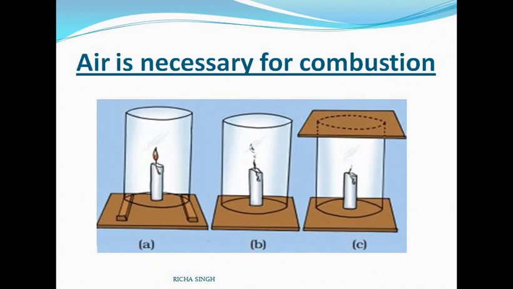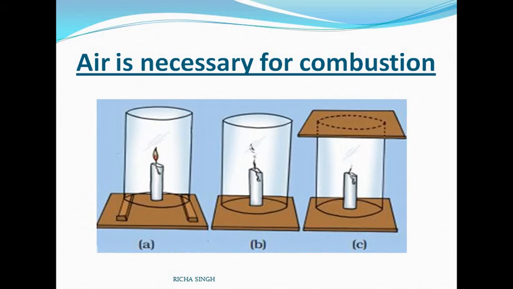Why has the candle stopped? Because the jar has been covered, the candle is not getting a sufficient amount of oxygen because the supply has been cut off, and due to this the candle does not burn any further. It extinguishes because air, particularly oxygen, is necessary for burning.